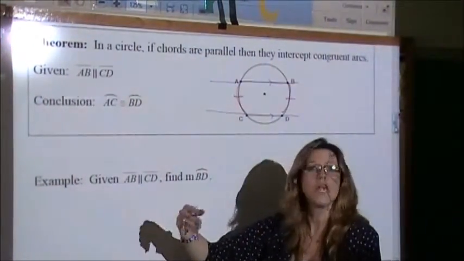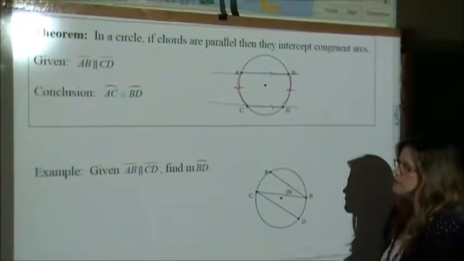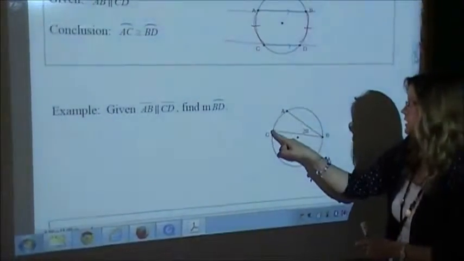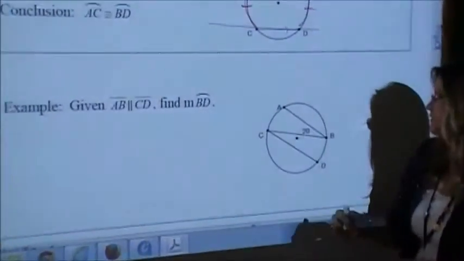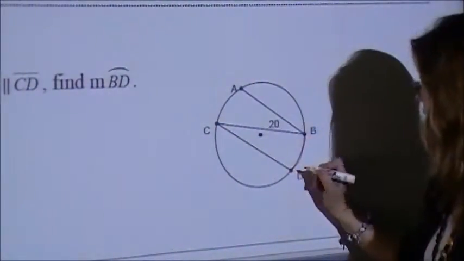So you might be saying, why do we need to know this? Let's try it right here. So we have an example. We are given line segment AB is parallel to line segment CD, and we have to find the measure of arc BD. This is what we're looking for.